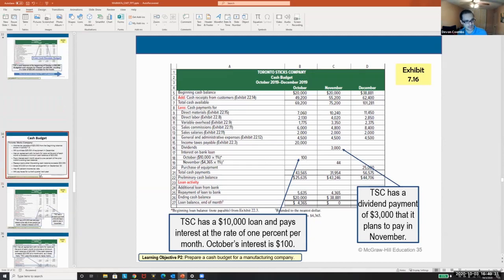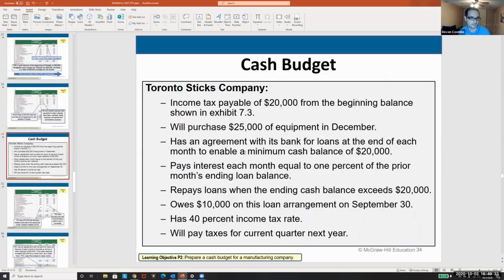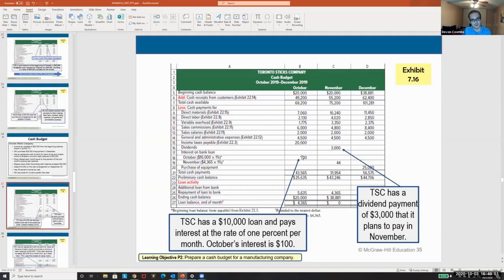Are there any other fact patterns here that we need to be concerned with? So we're going to purchase this in December. Worry about it in December, right? We can plug that away later. We pay the interest. We repay the loan when the ending cash balance exceeds $20,000. It's not $20,000 yet. It's still $10,000. That's fine. 40% income tax rate. We'll have to add that in. And so we have $100. Total cash payments is $43,565. Total cash available $69,200. We subtract these two to get our preliminary cash balance of $25,635.